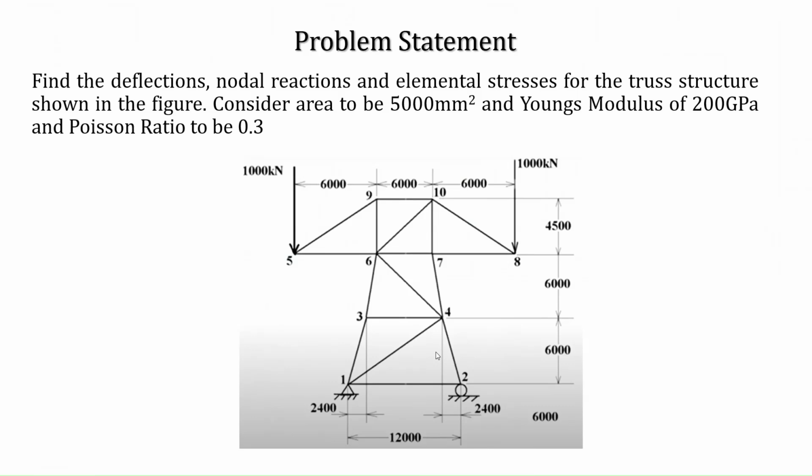The Young's modulus of the material of the truss is 200 GPa, while the area of cross section of each member of the truss is 5000 mm square, and the Poisson's ratio is 0.3. So with this data, let us try to write the coordinates, which is very important for us to locate the key points in the active coordinate system in the software.